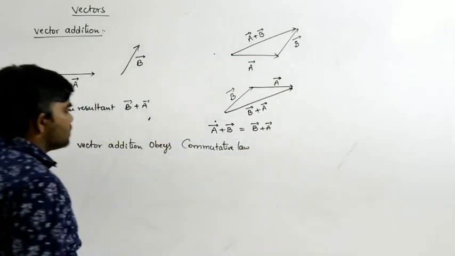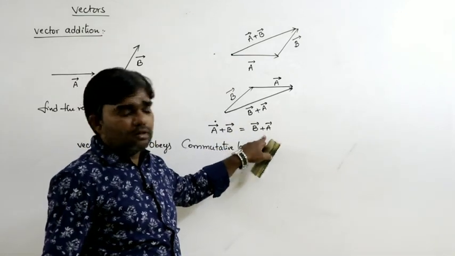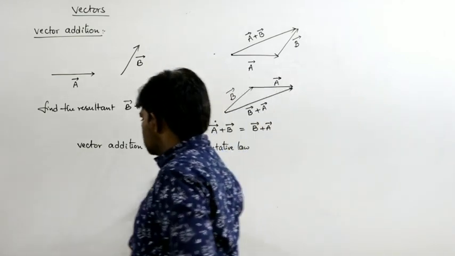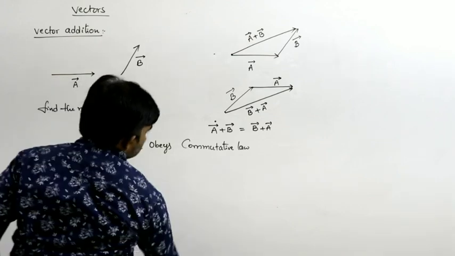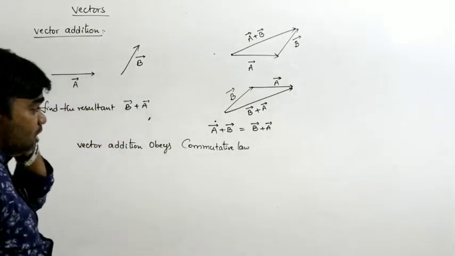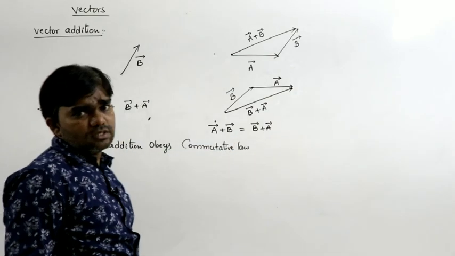Vector addition obeys the commutative law. That means a bar plus b bar is equal to b bar plus a bar. This must be true. So this is vector addition, first point: vector addition obeys the commutative law.